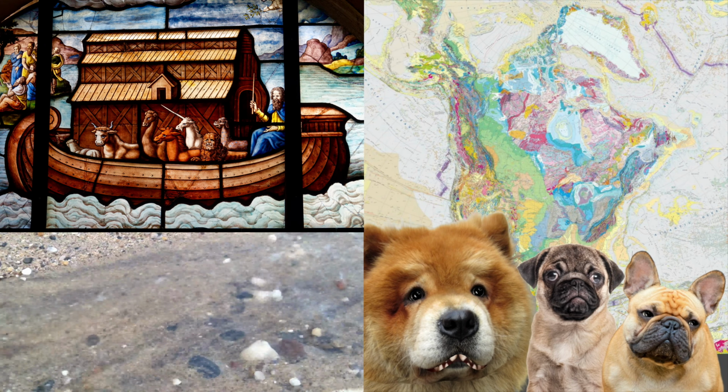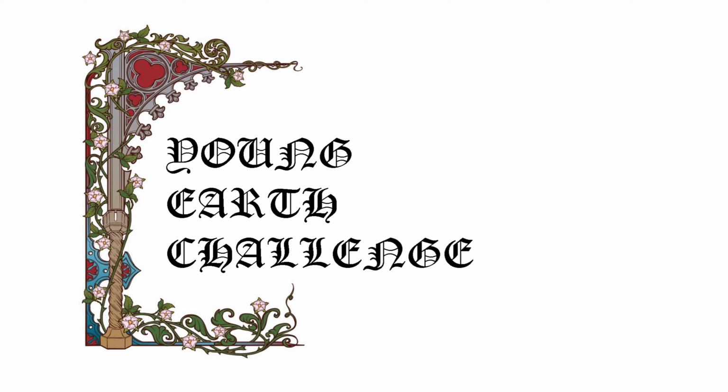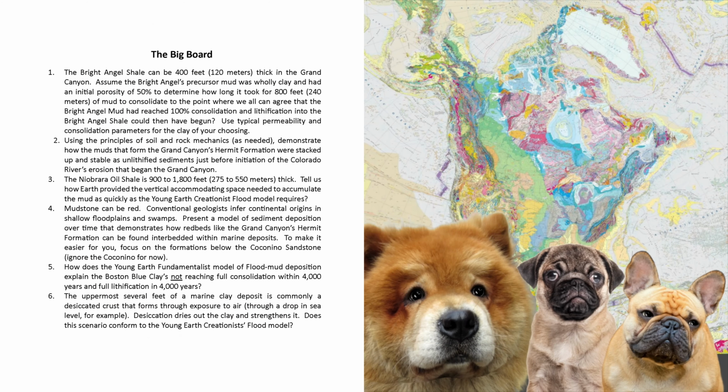Number 3. Remember, just Diagenesis chapter 2 today. The big board says 1. The Bright Angel Shale can be 400 feet, 120 meters thick in the Grand Canyon. Assuming the Bright Angel's precursor mud was holy clay and had an initial porosity of 50%, determine how long it took for 800 feet, 240 meters of mud to consolidate to the point where we all can agree that the Bright Angel mud had reached 100% consolidation and lithification into the Bright Angel Shale could then have begun.